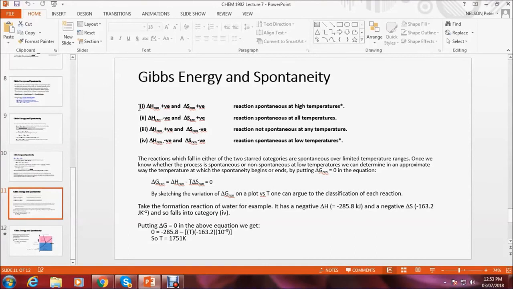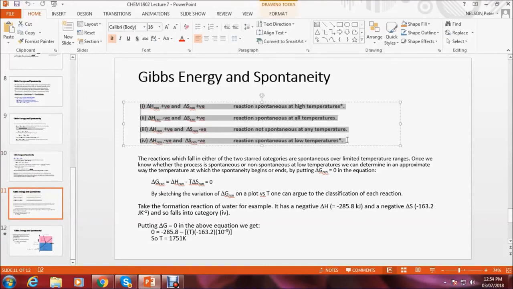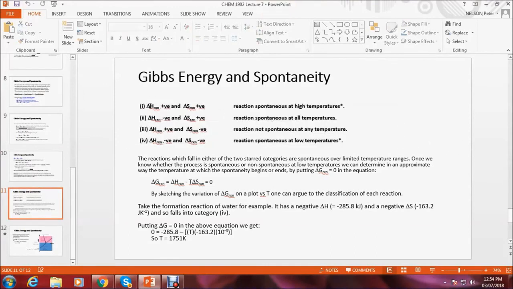Of course, you could summarize this entire type of thinking in the form that you can see here: delta H of reaction, if it is positive and delta S is positive, then the reaction is spontaneous at high temperatures. However, if delta H of the reaction is negative and the delta S of the reaction is positive, then the reaction is spontaneous at all temperatures, and so on and so forth. And that is just a summary.